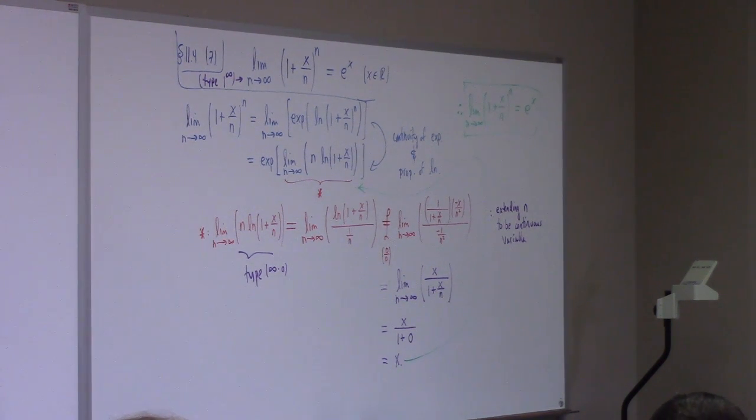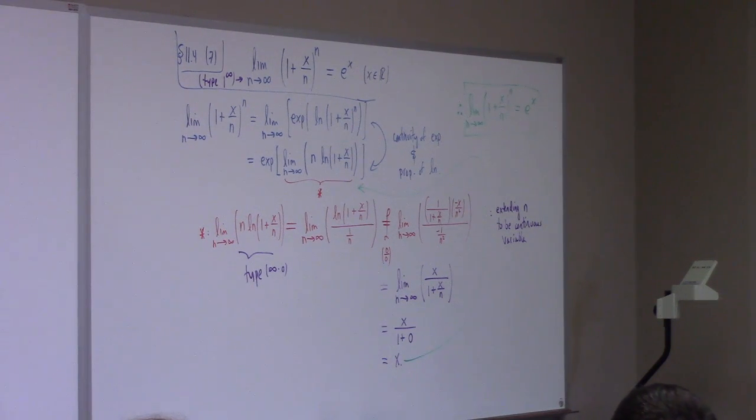Do you guys see where I'm getting the minus x over n squared here? Okay. And downstairs is simpler, right? The derivative of 1 over n is just minus 1 over n squared. But then they cancel, right? And the minuses cancel, and you're just left with x over 1 plus x over n. And that's not something we need any kind of highfalutin anything for.